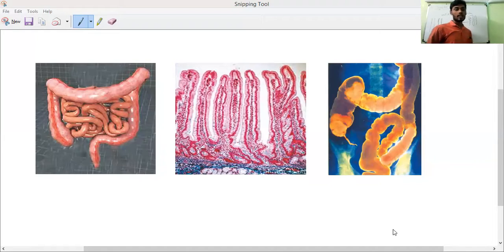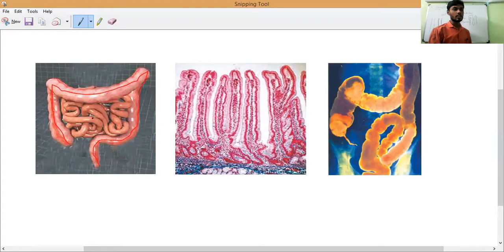A big tube is present on the outer surface. This is our big tube, the large intestine. A coil-like structure which is present inside is called the small intestine.